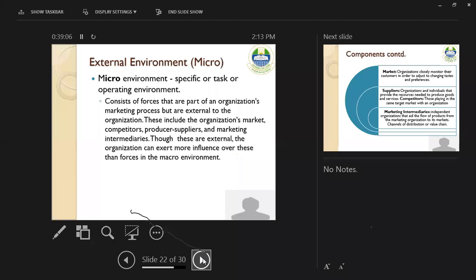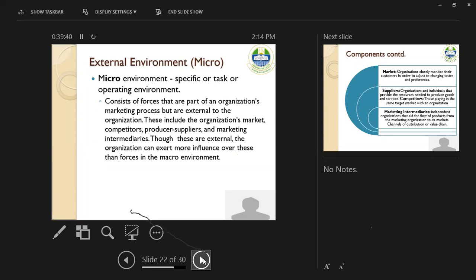Now let's look at the external environment, micro. The micro environment, or the specific environment, or task environment, or operating environment. The ones we have talked about, the PEST or whatever you want to call it, ordinarily may affect everybody. But when we talk about the external micro environment, we're looking at those environments that are specific to you or to your organization as an entity.